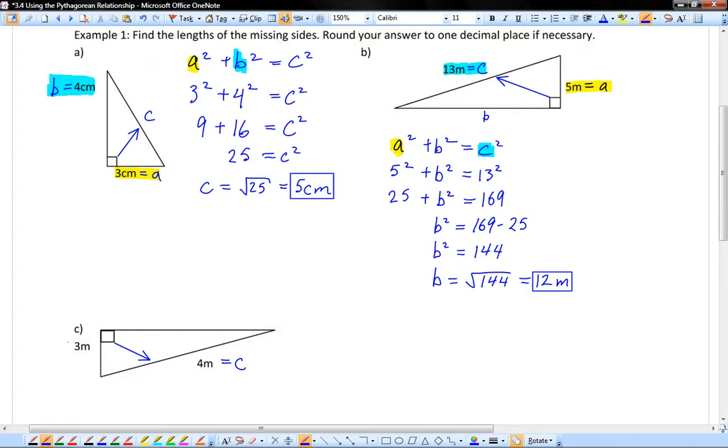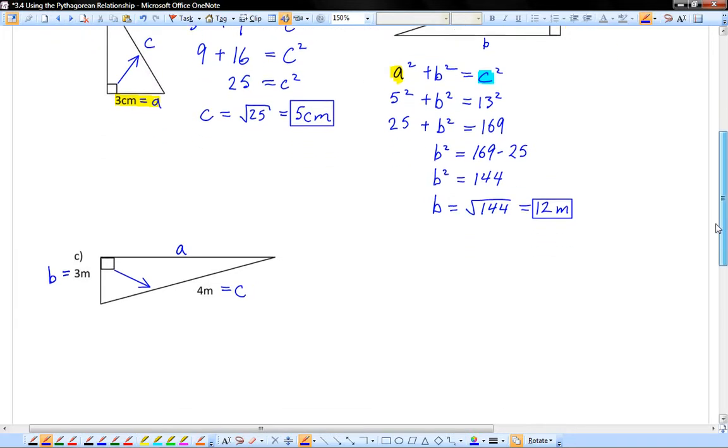So let's suppose that I say this is B and I call this A. It doesn't matter whether I call the missing side length A or B. It has to be one of the two because it is a leg of the triangle. As long as C is the hypotenuse, that's the 4 meters.